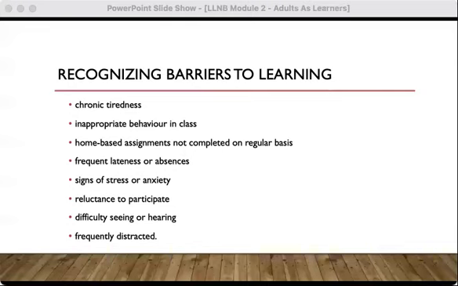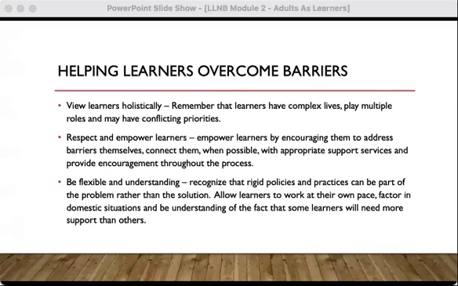Some of the signs that program staff can look for as possible indicators of some barriers are chronic tiredness, inappropriate behavior, home-based assignments not completed regularly, frequent lateness or absences, signs of stress or anxiety, reluctance to participate, difficulty seeing or hearing, and being frequently distracted.